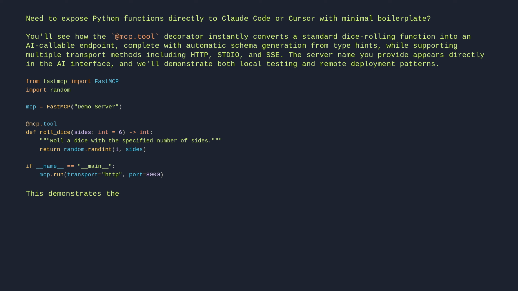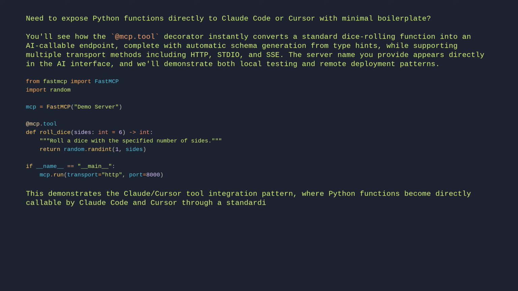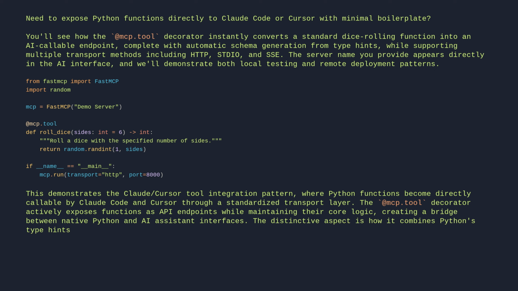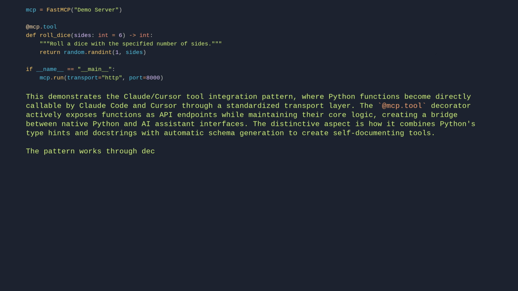This demonstrates the Claude Cursor tool integration pattern, where Python functions become directly callable by Claude Code and Cursor through a standardized transport layer. The @MCP tool decorator actively exposes functions as API endpoints while maintaining their core logic, creating a bridge between native Python and AI assistant interfaces. The distinctive aspect is how it combines Python's type hints and docstrings with automatic schema generation to create self-documenting tools. The pattern works through declarative exposure rather than imperative API construction.